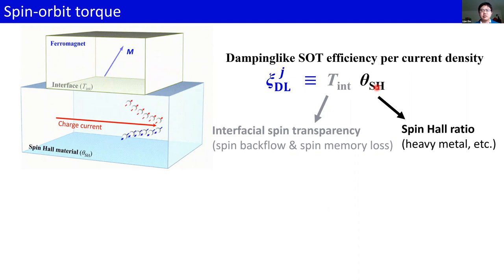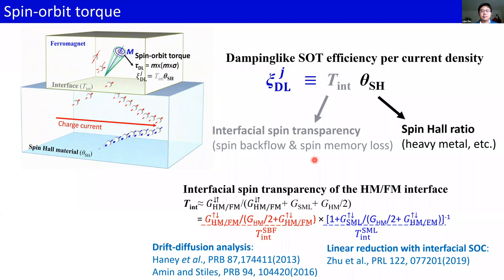The interfacial spin transparency is usually less than unity because there is spin backflow and spin memory loss. The spin backflow term can be estimated from drift diffusion analysis, and the spin memory loss term can be estimated from its linear dependence on the interfacial spin-orbit coupling. Please refer to the three papers for more details.